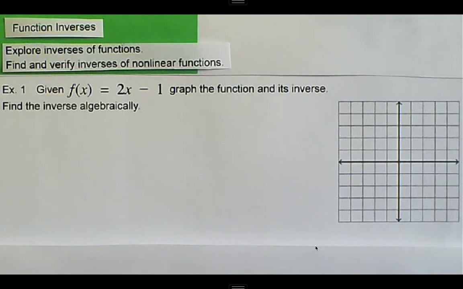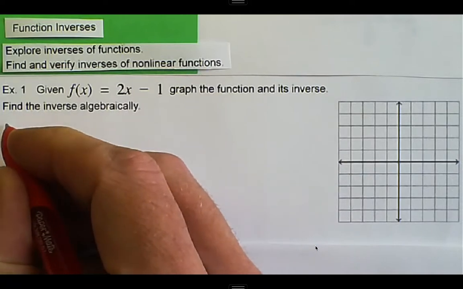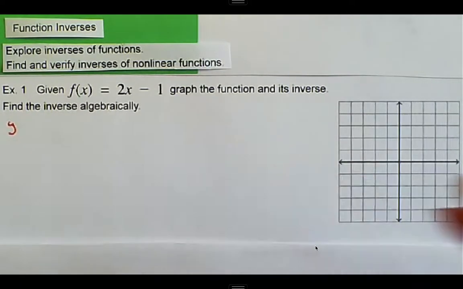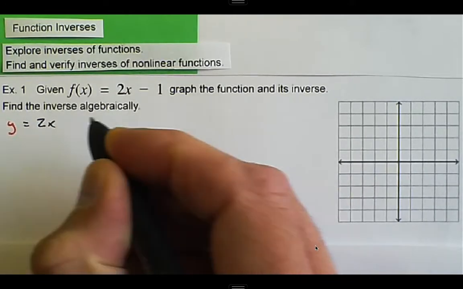About function inverses, and we want to find and verify inverses of functions. And in this case, we want to remember the steps that we would take in order to solve that. And the first step is we want to take f of x out and replace it with y. So I'm going to put a y there, and I'll have the rest of the function written down, 2x minus 1.